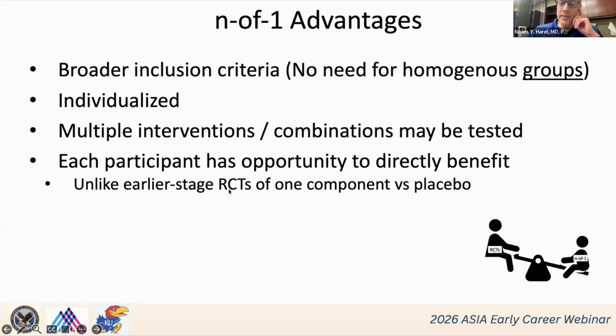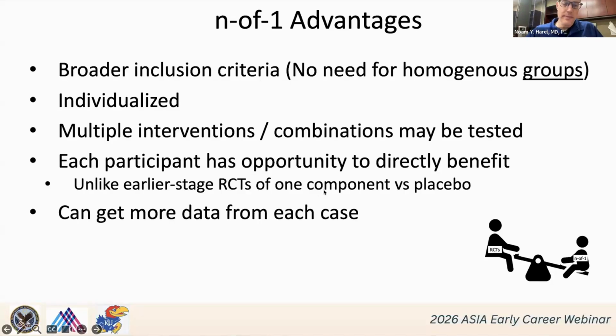And that contrasts with a lot of earlier stage RCTs where you're doing Group A versus Group B, and it's only an early stage study. That participant is contributing to the field, but they may not have a chance to directly benefit. And especially as Professor Weir will show, you can get more data out of each person than you can in a regular RCT.